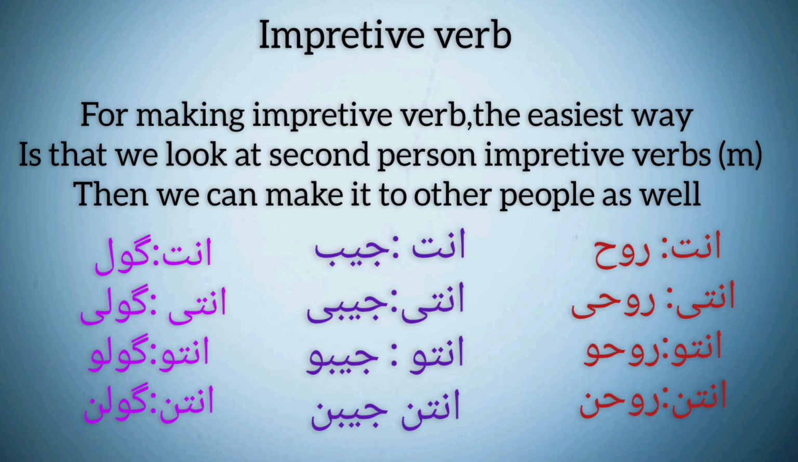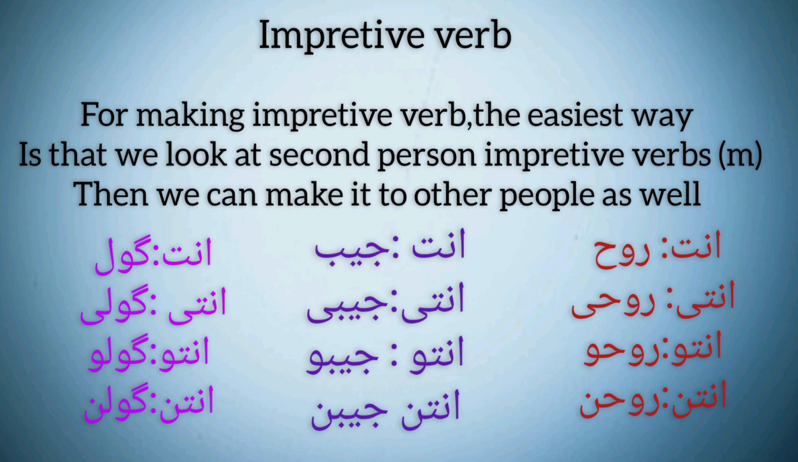For example, for "go", we have to say "ruh". It's mufrad muzakkar, masculine and singular. With knowing this, we can make other imperative verbs. But in English, when we make an imperative verb, when we say "go", it refers to anybody: female, masculine, plural. But in Arabic, there are differences. We have to make some changes in verbs.